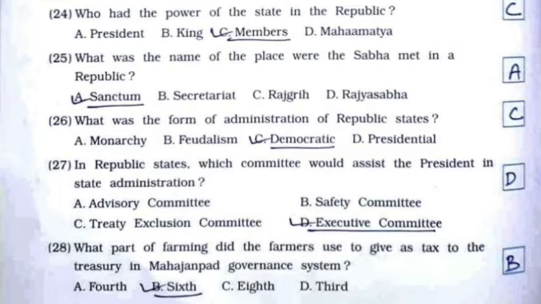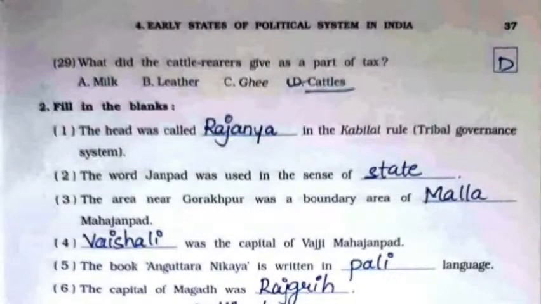28, what part of farming did the farmers use to give as tax to the treasury in Mahajanpada governance system? It's option number B, 6th. 29, what did the cattle rearers give as a part of tax? It's option number D, cattles.